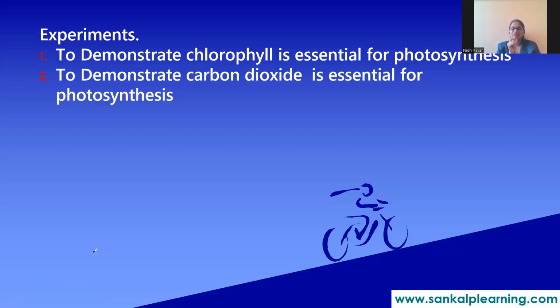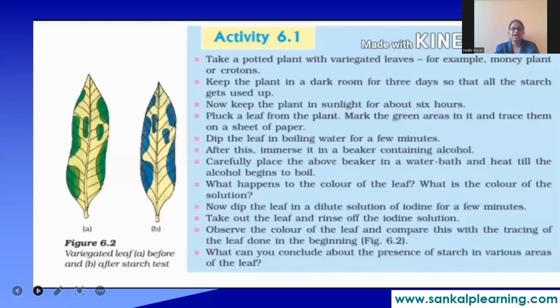So we know that for photosynthesis, chlorophyll is necessary to absorb the sunlight and carbon dioxide is necessary to prepare the glucose. How can you prove it? We have two main activities for it. The first activity shows us how chlorophyll is important for photosynthesis. The second activity shows us how carbon dioxide is important for photosynthesis. Let us proceed to the activity.